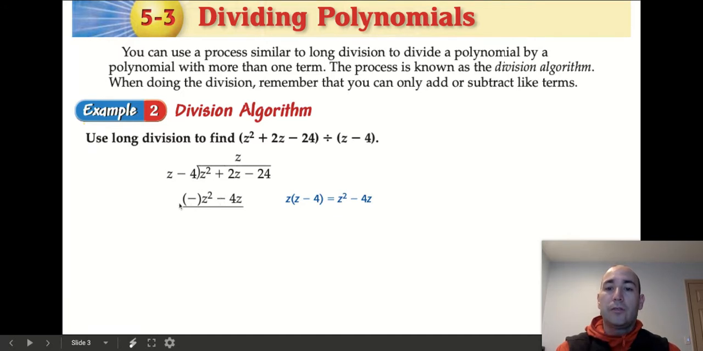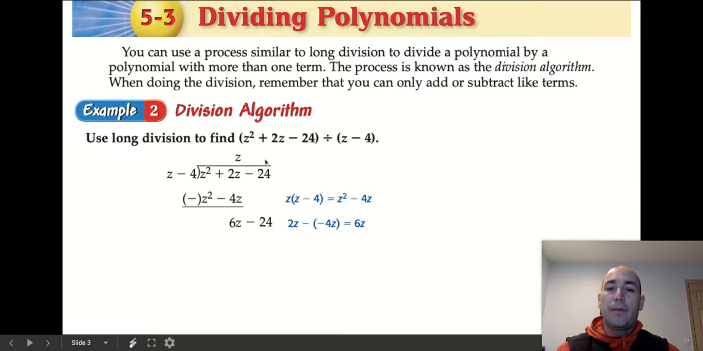And then just like we learned in elementary school, now I'm going to subtract these from these. So z squared minus z squared is 0. 2z minus negative 4z, which is like 2z plus 4z, is going to give me 6z. So now this is what I'm left with here. Now I'm going to drop down the next term. So that's going to be 6z minus 24.